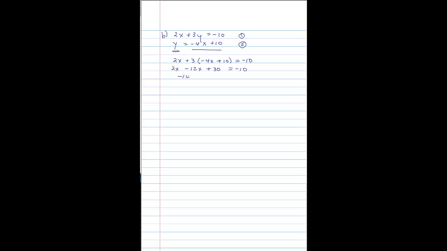I'm again going to combine like terms on each side of the equation. Then I'll subtract 30 from both sides. And lastly, I'll divide both sides by negative 10, and I get that x is equal to 4. Again, I'll take the answer that I have for x, plug it into equation number 2, and find out what the value for y would be. Negative 4 times 4 is negative 16 plus 10, and that leads to y equaling negative 6, which gives us the point 4 comma negative 6.